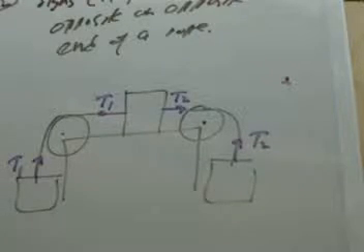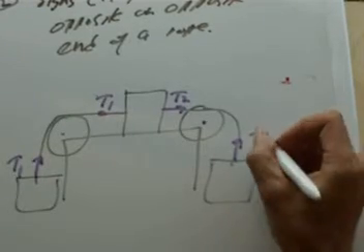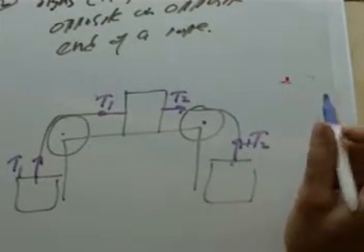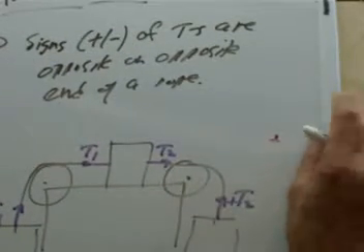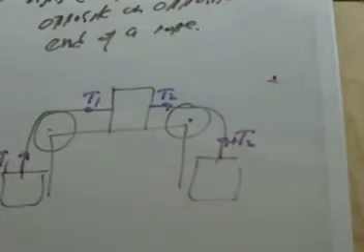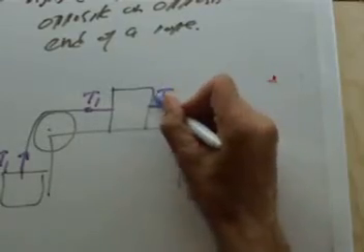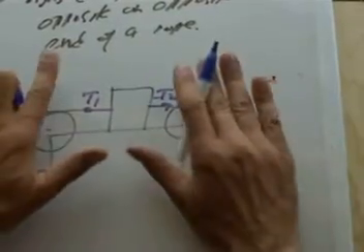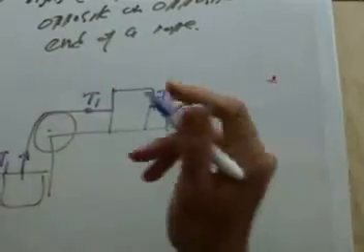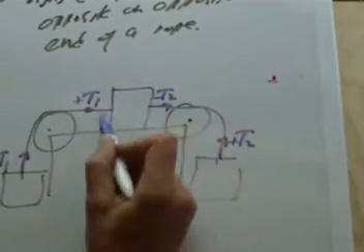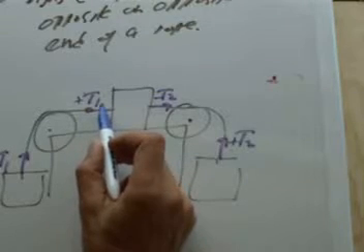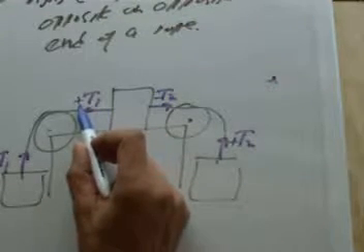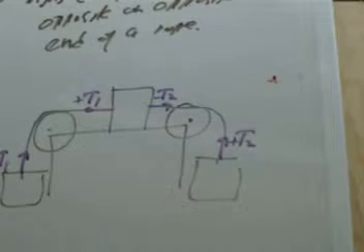Now, what about the signs? If I call up positive over here, that'll be a positive T2. Because the signs of tensions are opposite on opposite ends of the rope, if this is a plus T2, that's going to be a minus T2. Now we look at this block. Apparently, right is negative, which means left has to be positive. But now we're on a new rope over here, so opposite tensions have opposite signs. If this is a plus T1, this can be a minus T1 right there.